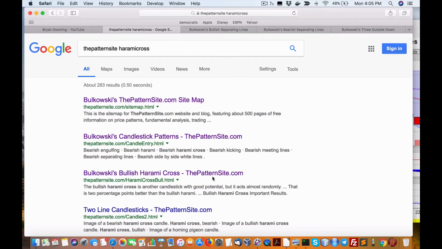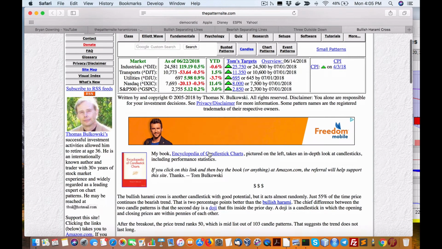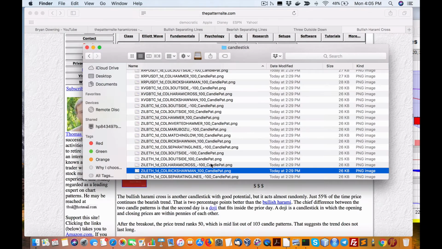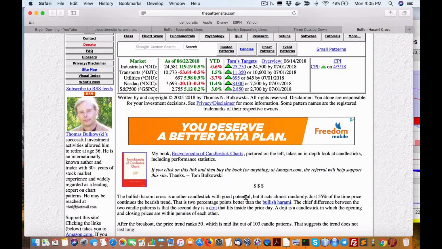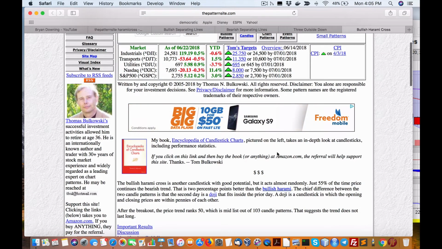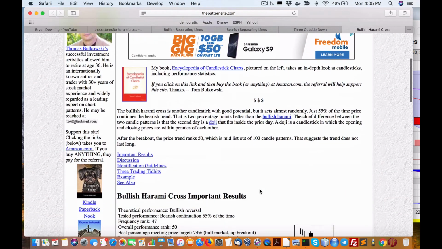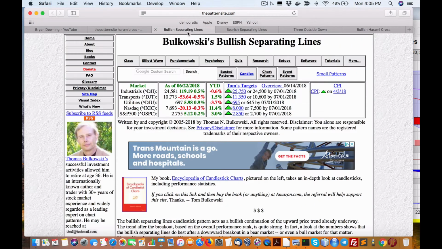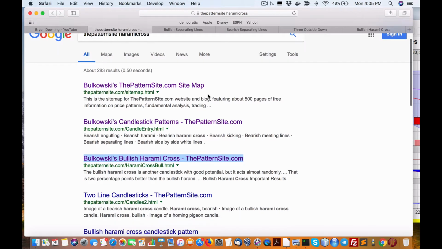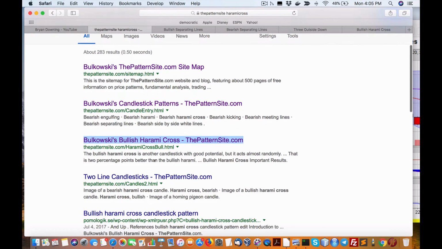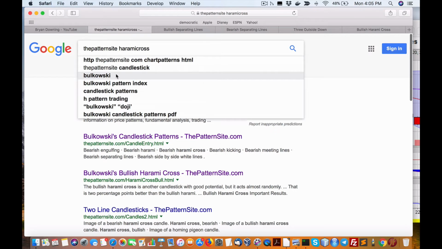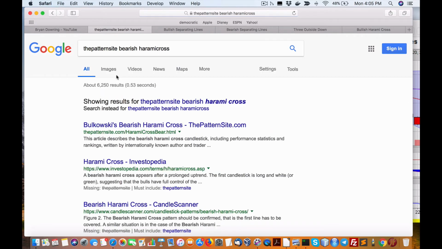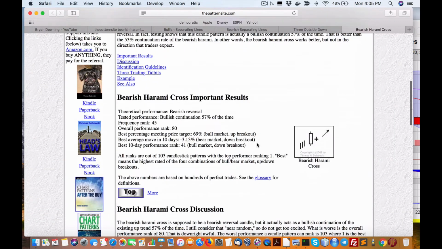Harami cross. Here we go. Harami cross. So that was a bullish, or sorry, bearish. Now, let's see. That's a bullish, but we want bearish. Bearish Harami cross. Let's hope that's what we want. Okay, so this is the pattern.